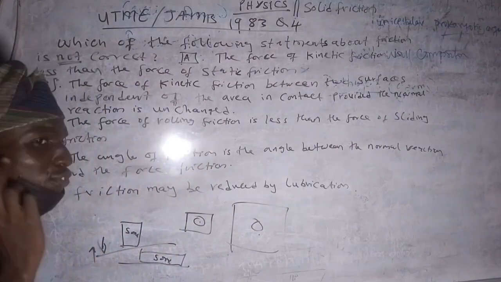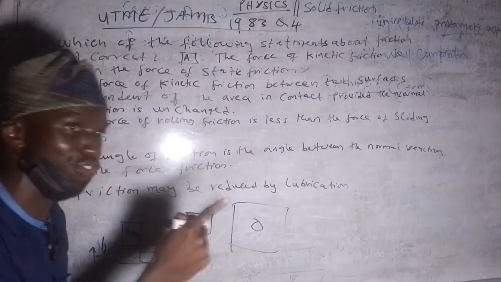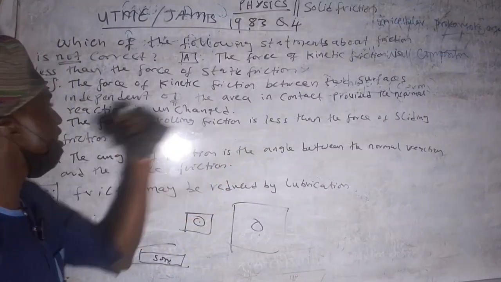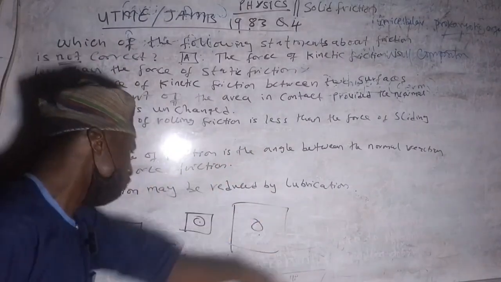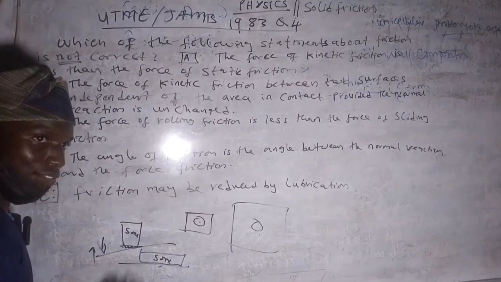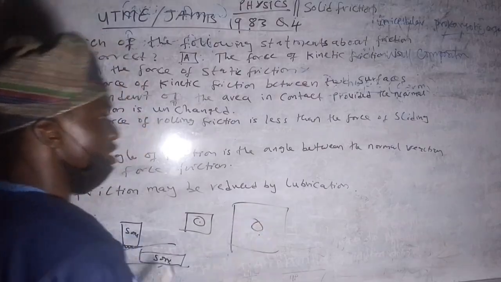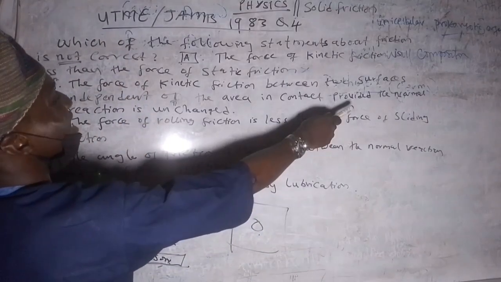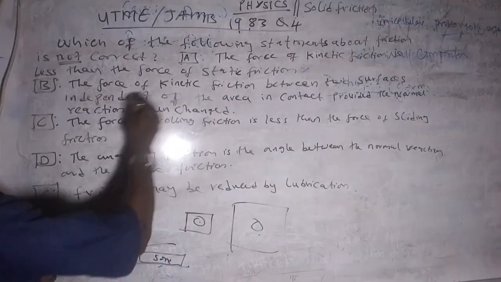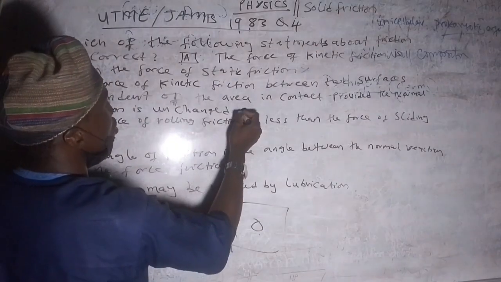But friction depends on the nature of the surface. Please don't forget this thing. It does not depend on the surface area, but it depends on the nature of the surface. Is the surface smooth or rough? If it is rough, there will be more friction. If it is smooth, there will be less friction. So it depends on the nature of the surface, but it does not depend on the area of the surface. So this statement is correct, but they said they are looking for the incorrect one. So we are not using this.